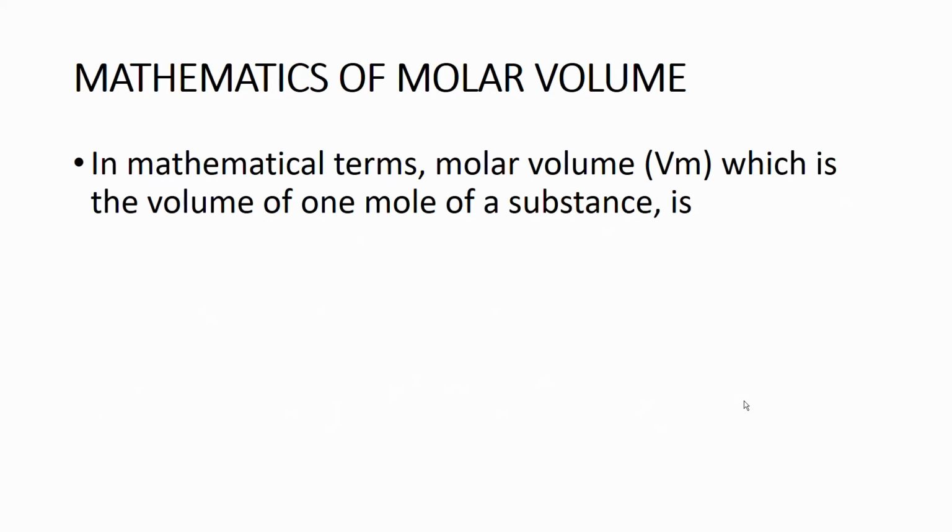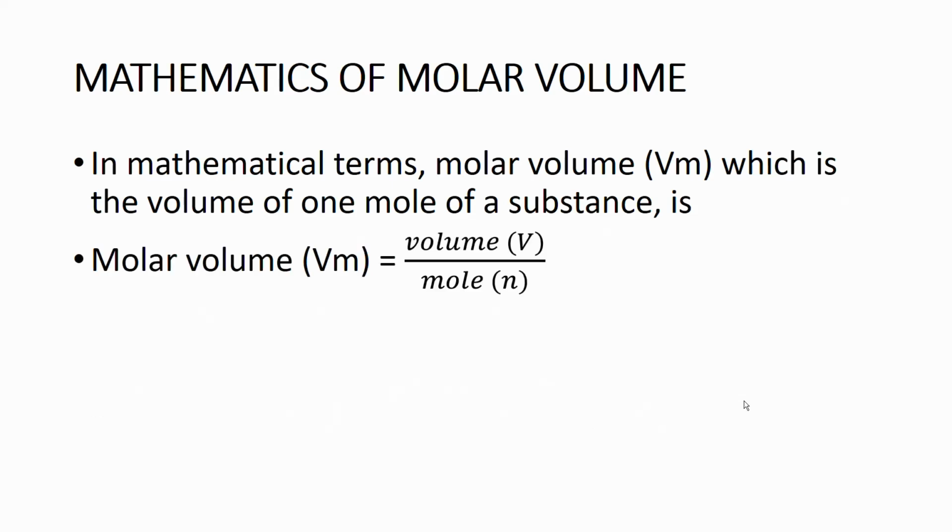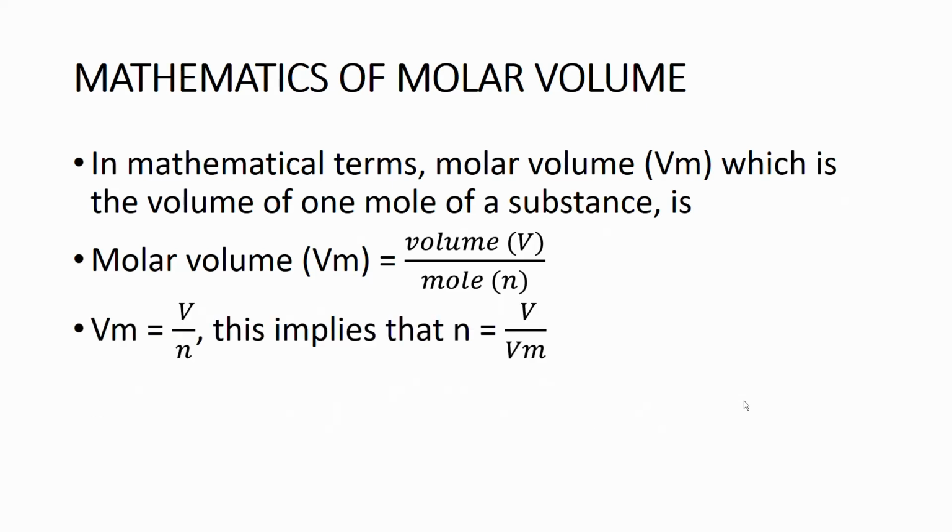So, in mathematical terms, the molar volume, which is defined as the volume of 1 mole of a gas, is the volume of the gas over the amount of substance, which is the mole. And if we use the symbols to represent them, then Vm, which is molar volume, is equal to volume over mole. And if you change the subject and make mole the subject, then mole n is equal to volume V over molar volume Vm.